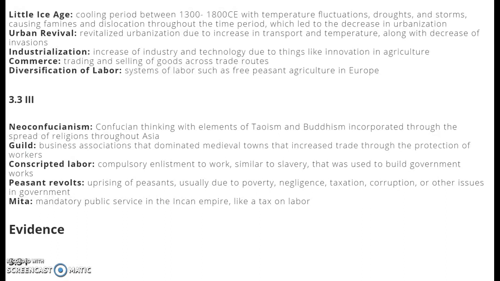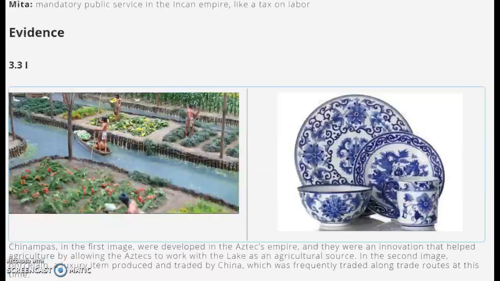And then peasant revolts. Usually the government would be doing something that didn't benefit the peasants, which was a lot, because they'd be negligent or corrupt, and they'd tax everyone a lot, even if they were already poor. So there were a lot of peasant revolts revolving around the government and the structure of the government.